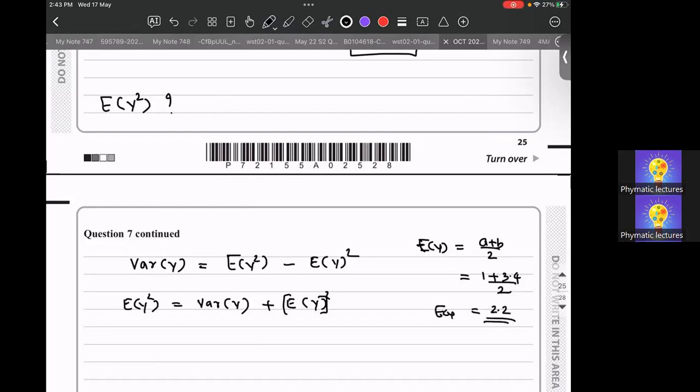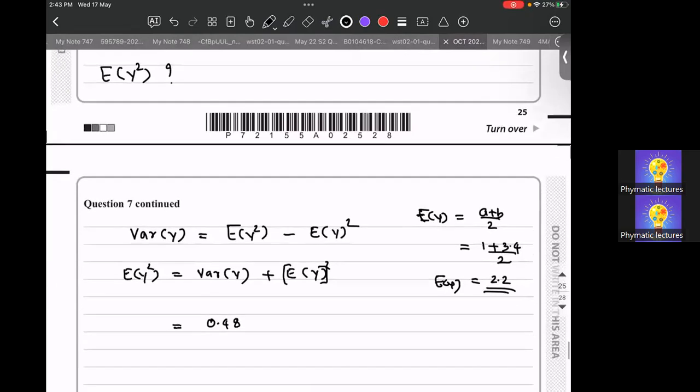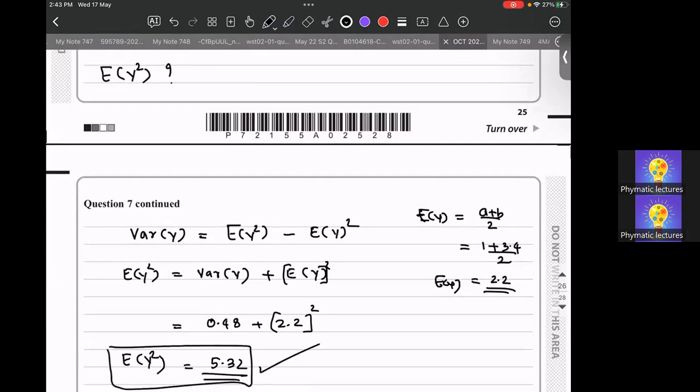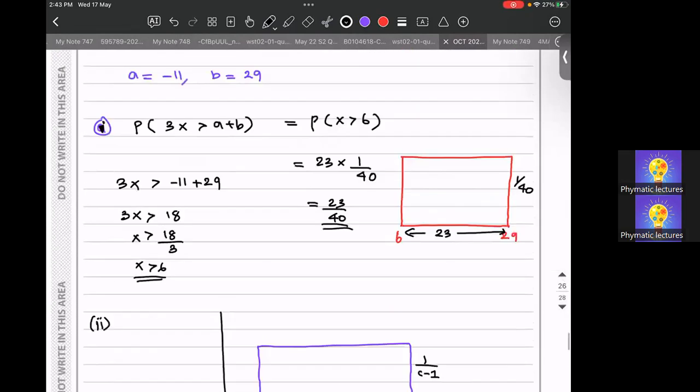So the variance we already know. Expectation of y we calculated, that is 2.2. So substitute it. 0.48 plus expectation of y, 2.2, whole square. So we will get the answer as 5.32. So expectation of y square is equal to 5.32. That was a very simple question.